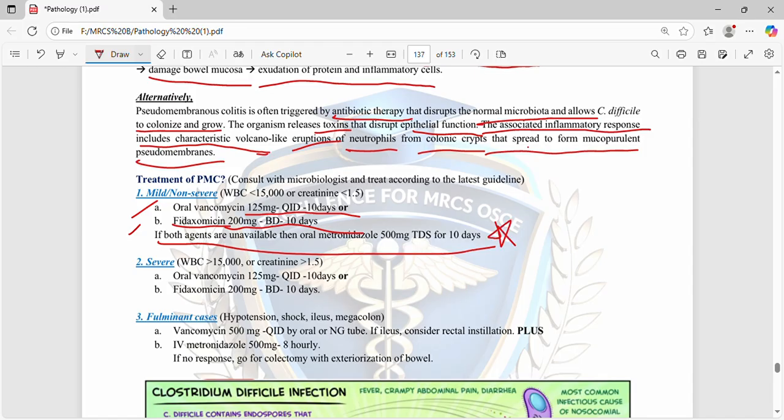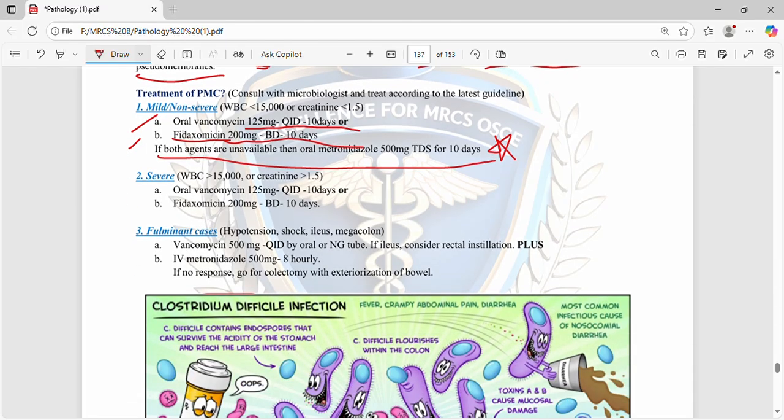Okay. Severe: WBC greater than 15,000 or creatinine greater than 1.5. Oral vancomycin 125 mg QID for 10 days or fidaxomicin 200 mg BD for 10 days. Fulminant causes hypotension, shock, ileus, megacolon. Vancomycin 500 mg QID by oral or NG tube; if ileus, consider rectal instillation plus IV metronidazole 500 mg 8 hourly. If no response, go for colectomy with externalization of bowel.